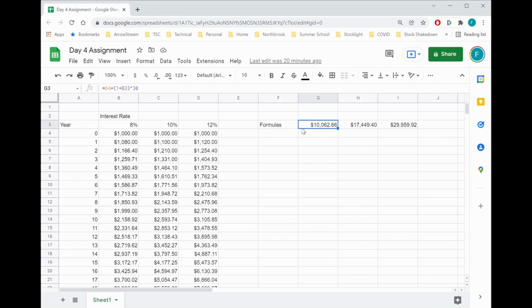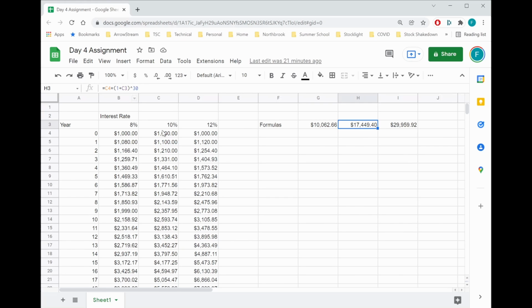Here's a formula over here that does exactly what's on the whiteboard. B4 refers to the intersection of column B and row 4, which is $1,000. B3 refers to the intersection of column B and row 3, which is 8%. So this is $1,000 times 1 plus 8%, which is 1.08 to the 30th power. The caret here means raise it to a power. And you get the correct value.